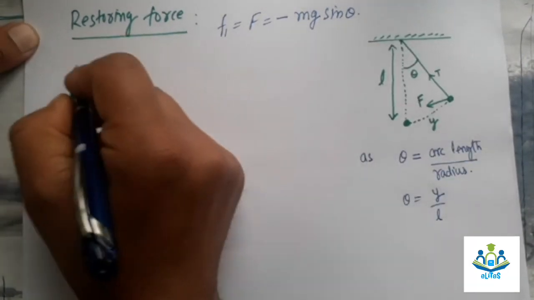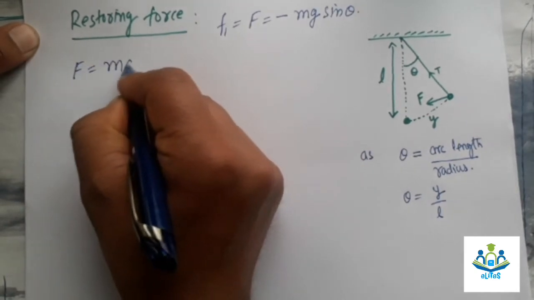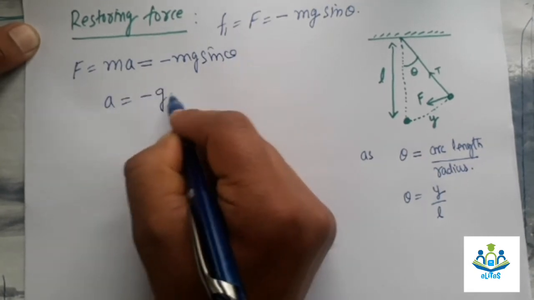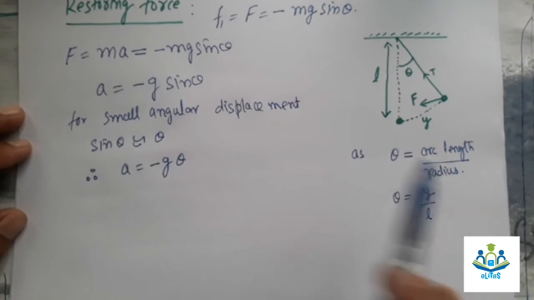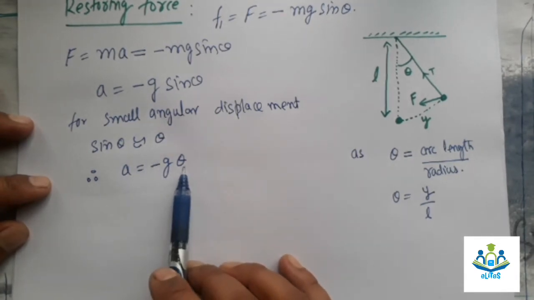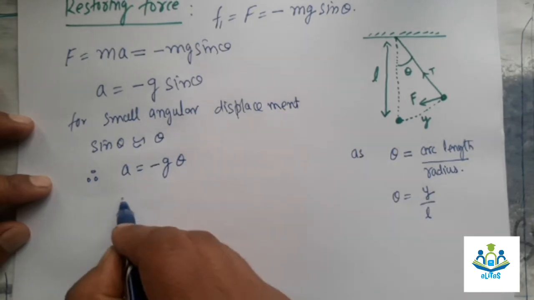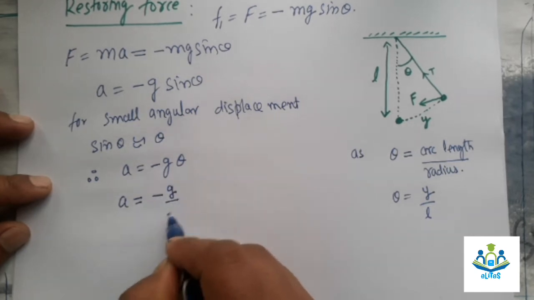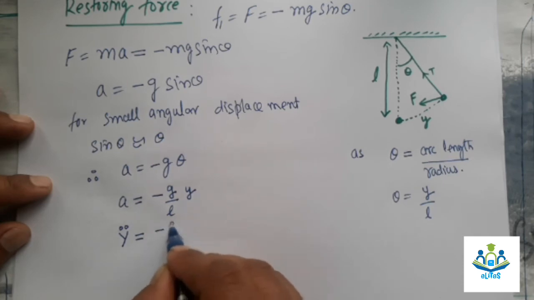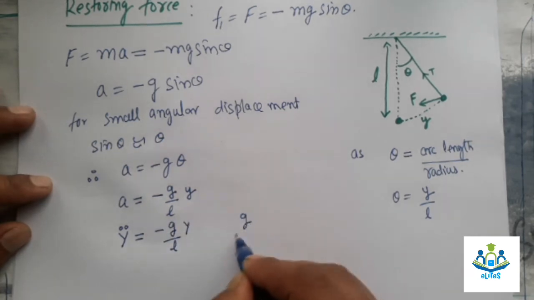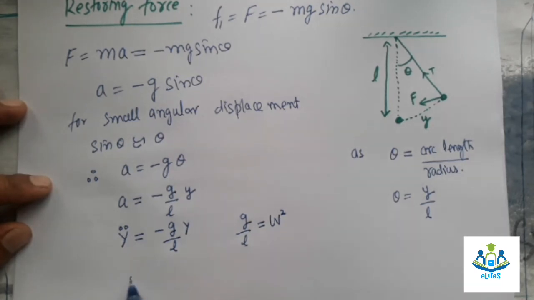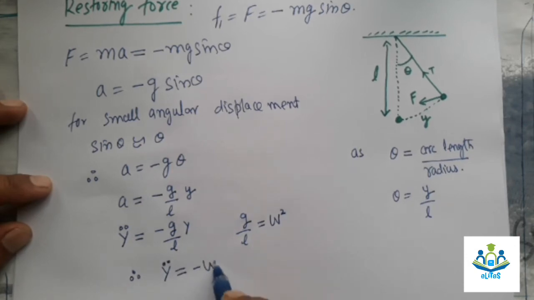Using Newton's second law, this force is mass into acceleration, which is equal to minus mg sine theta, or acceleration will be minus g sine theta. For small angular displacements, sine theta is theta, therefore acceleration will be minus g theta. But theta is y over L, then acceleration will be minus g over L times y. This acceleration is y double dot, equal to minus g over L times y. Say g over L is omega square, g is constant, L is constant, therefore this will be equal to minus omega square y.